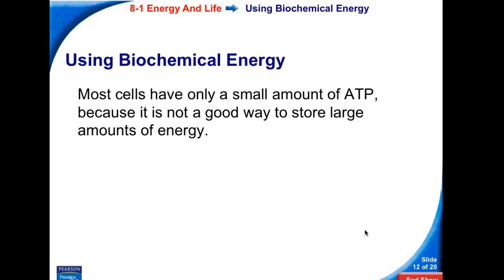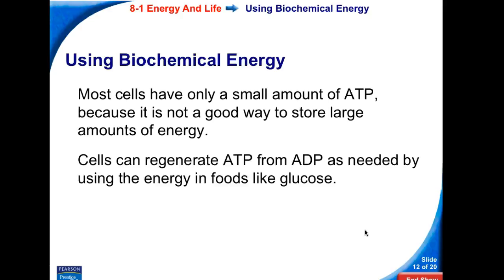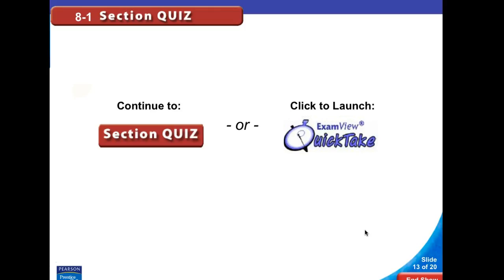Putting this all together, most cells have only a small amount of ATP because it is not a good way to store large amounts of energy. Cells can regenerate ATP from ADP as needed by using the energy in foods like glucose. Can you think of any other molecules in addition to glucose that may also serve as energy sources in food to make ATP? Let's quiz yourself after this lecture.